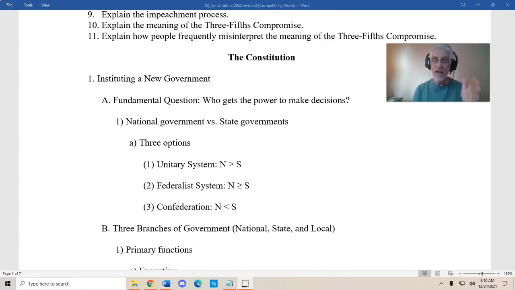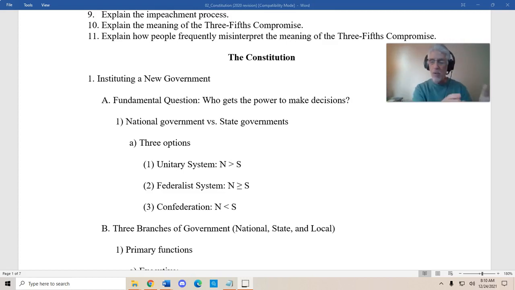Now, if you can see, after unitary system, I have N is greater than S. The federalist system, I have N is greater than or equal to S. And confederation, I have N is less than S. If you get a question on the exam asking you to explain the difference between these types of systems, don't use those shortcuts. You need to explain in words the difference between them.